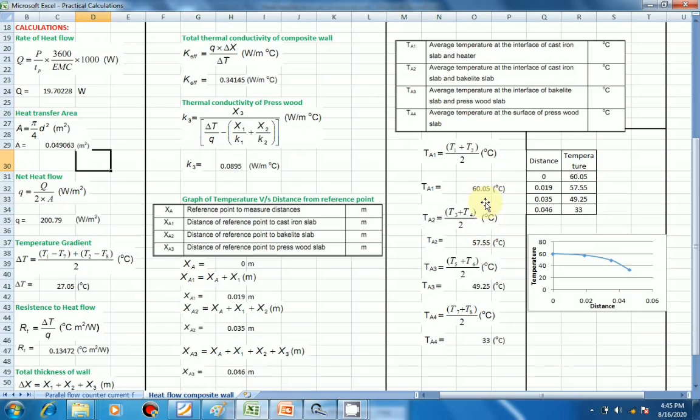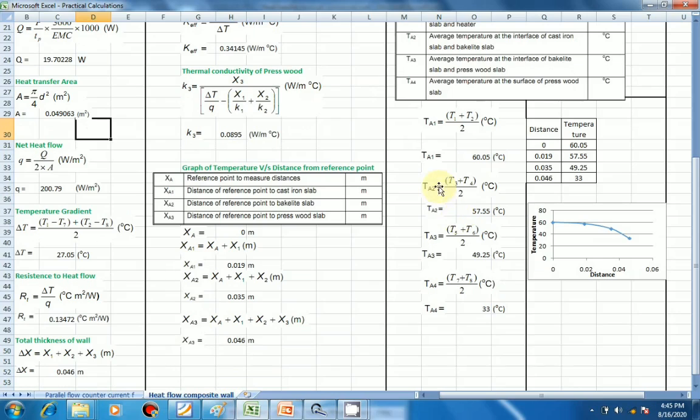So as our set point is 60 degrees Celsius, we got exactly the temperature around it. Then TA2 is what? It is T3 plus T4 divided by 2. So we got a value of TA2 as 57.55 degrees Celsius. Then TA3 we got to be 49.25 degrees Celsius, and TA4 is 33 degrees Celsius. Then we plot a graph of distance versus temperature, and we got this type of profile over here.